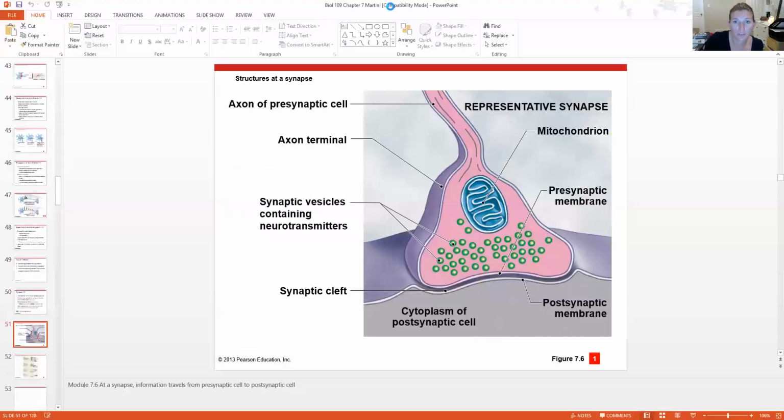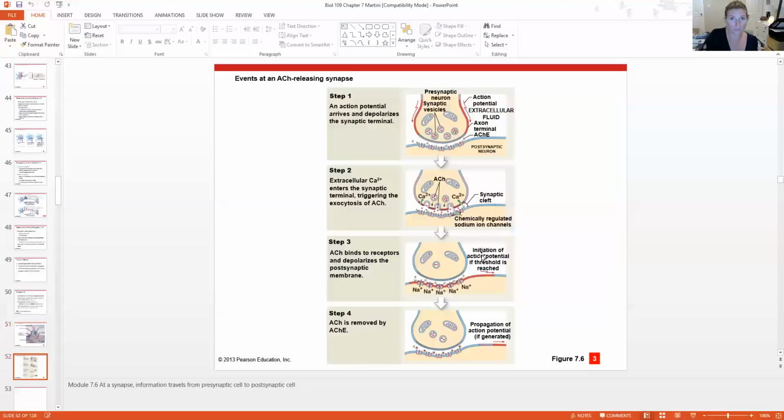So here you see the anatomy. Our axon's coming down, our axon terminals here, the synaptic cleft is this little space, and you see lots of vesicles containing special neurotransmitters. So here's the overall process. It's the same thing we learned in the last chapter. Action potential comes down, our vesicles release our acetylcholine into the, is it acetylcholine in this? Yeah, it's acetylcholine. Release that into the synaptic cleft, binds to receptors.